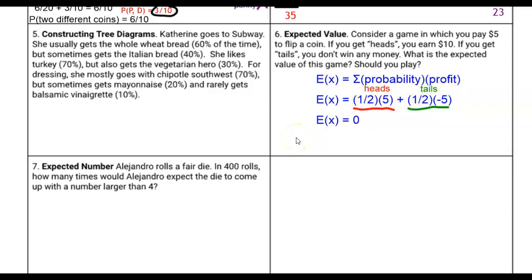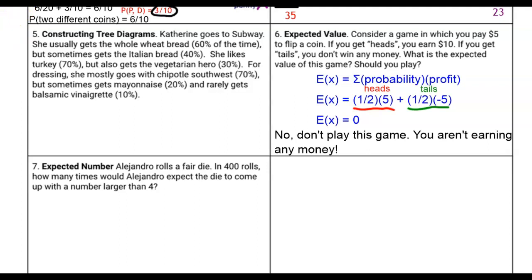So the question is, should you play? If the expected value of the game is 0, that means an average play of the game is going to get you $0, which means you're not going to be losing or gaining any money. You're not earning or losing any money, so the answer is no. The only reason that you would play a game like this, a game of chance, is if the expected value is positive. So the answer is no, you should not play.